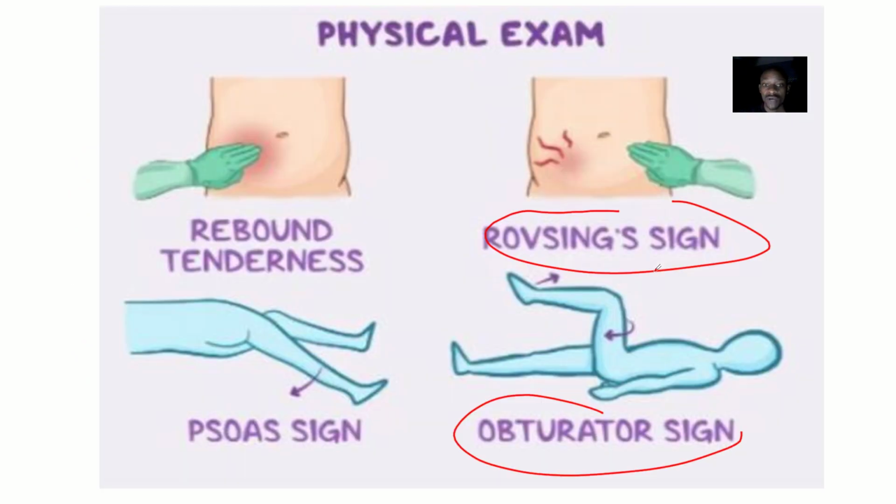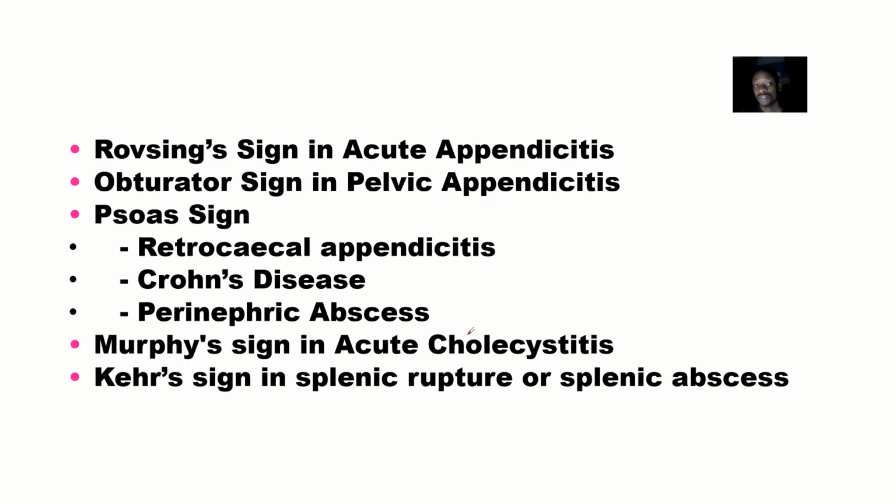You check for the psoas sign. For the psoas sign, you ask them to lie left lateral, then bring their leg back. If they feel a sharp pain in the lower quadrant, it shows that there's an inflammation there. Then this can help you spot diseases like what? Retrocecal appendicitis, Crohn's disease, perinephric abscess.